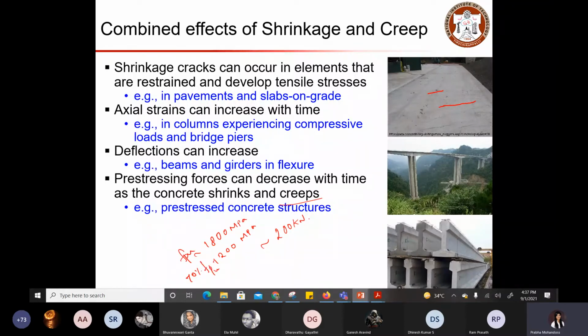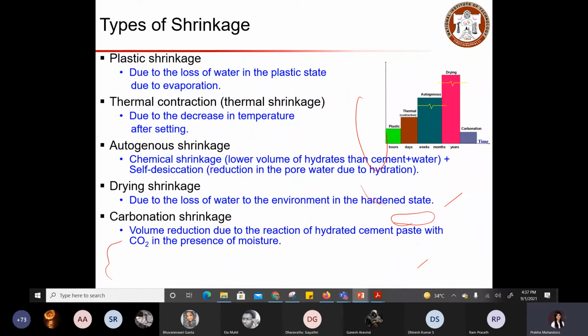So when this concrete member has such high stress in the initial stage itself, then it will experience sustained loading for a longer duration, and that will result in shrinkage and creep issues. So these are the different types of shrinkage that were mentioned by your friends. We can look at these things in detail, and you can see the duration that it takes for each reaction.